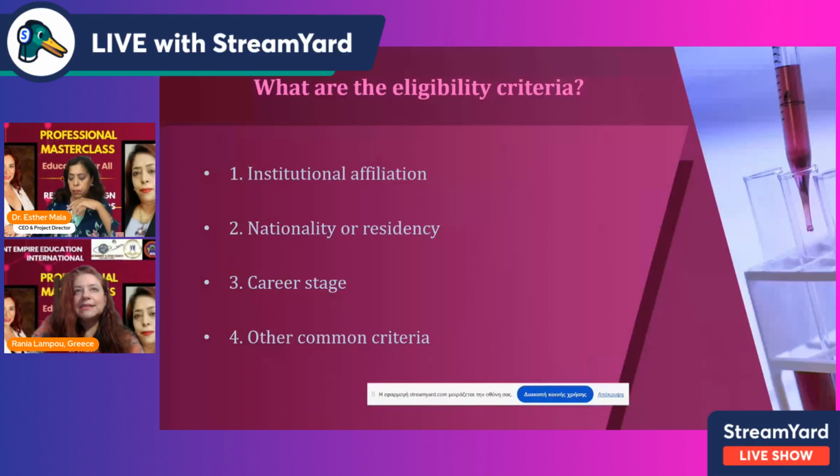So the tip here is that we always need to check the funding agency's official guidelines, because eligibility can differ even with similar programs.